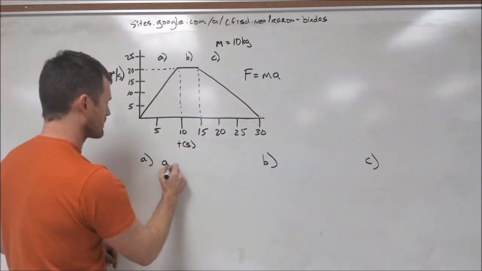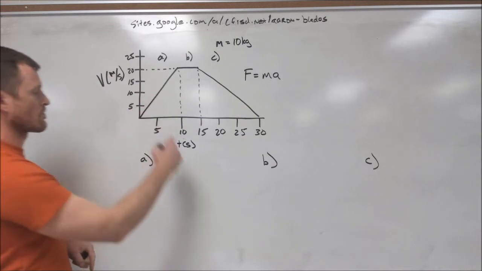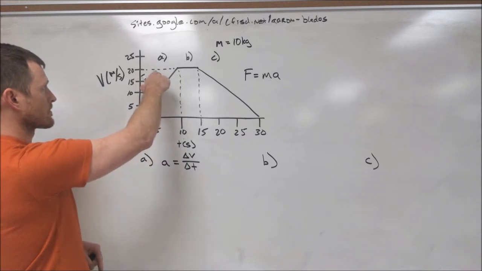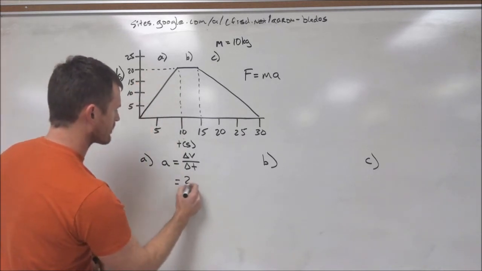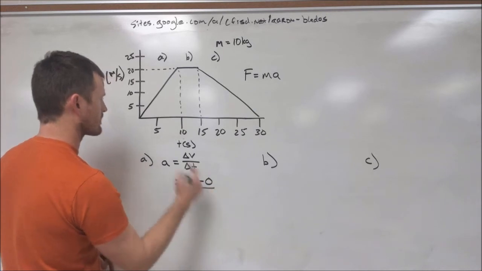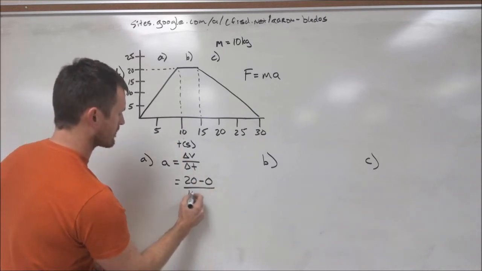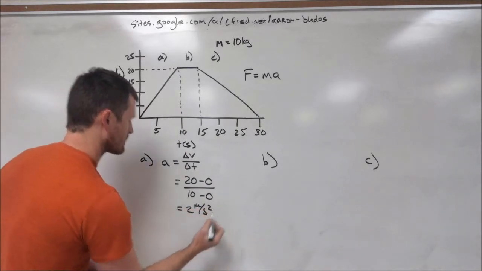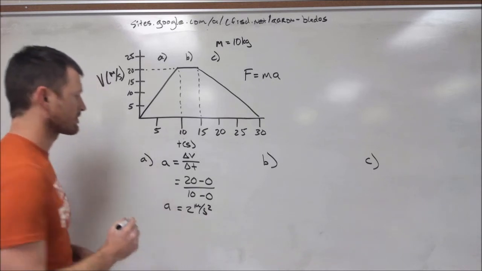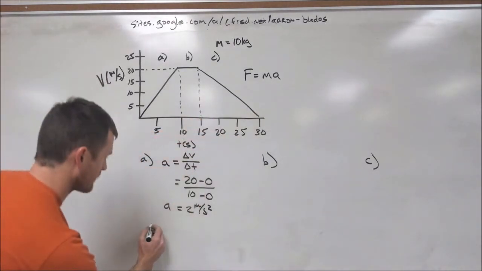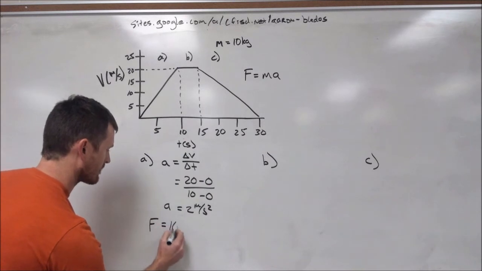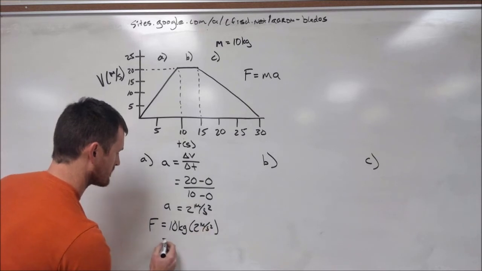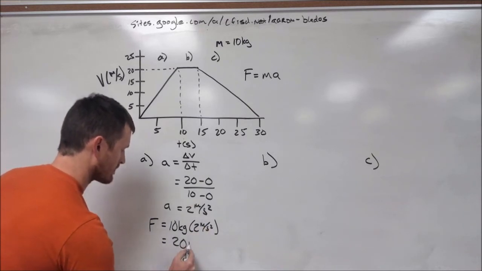So let's go. Our acceleration equation, as you'll remember, is delta v over delta t, or v2 minus v1 over t2 minus t1. Our v2 in part A is 20, our v1 is 0, our t2 is 10, and our t1 is 0. So that gives us an acceleration of 2 meters per second squared. Now if we plug that into our force equation, we get F equals 10 kilograms multiplied by 2 meters per second squared, and that gives us a net force of 20 newtons.